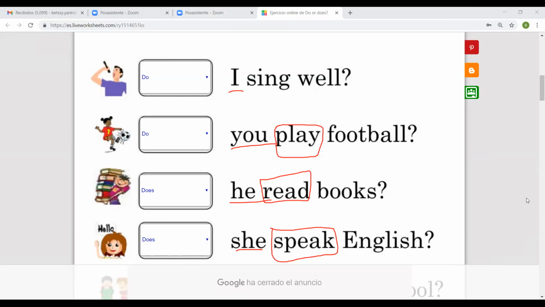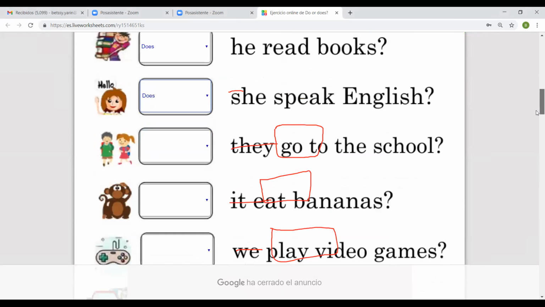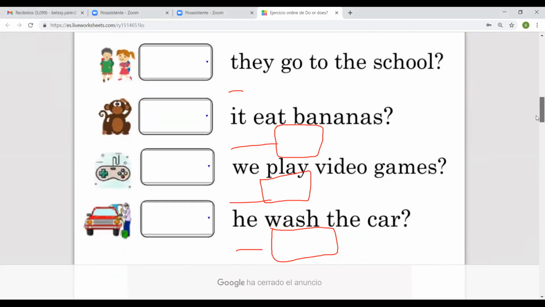Okay, let's continue with order, okay? Yes, and in this case, you have to complete this group of exercises, okay? Okay, very good. So let's complete this, okay? Let's write. Escriban sus respuestas, chicos, okay? Let's write your answers.